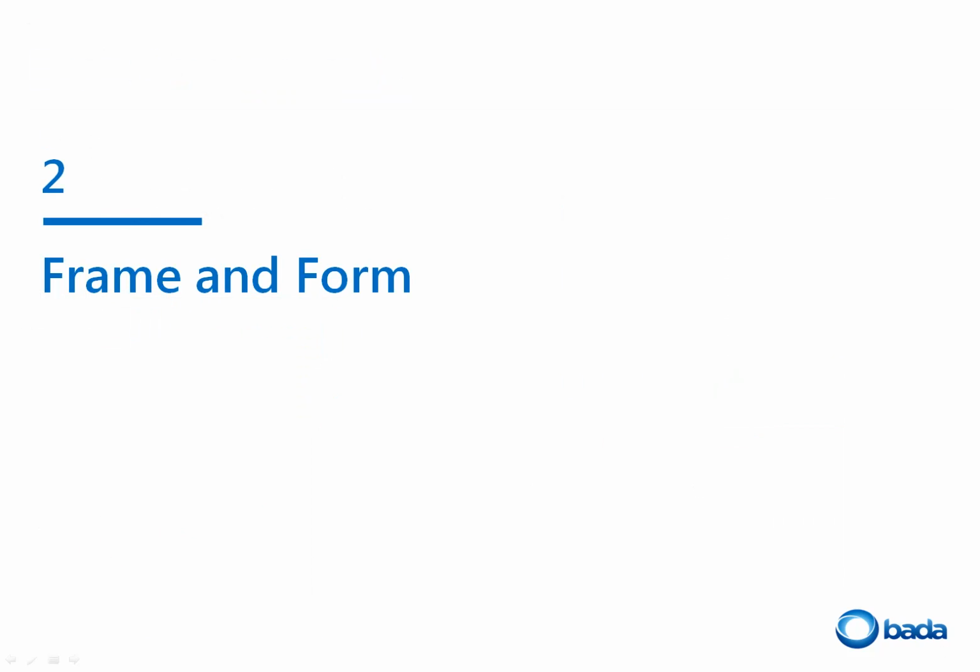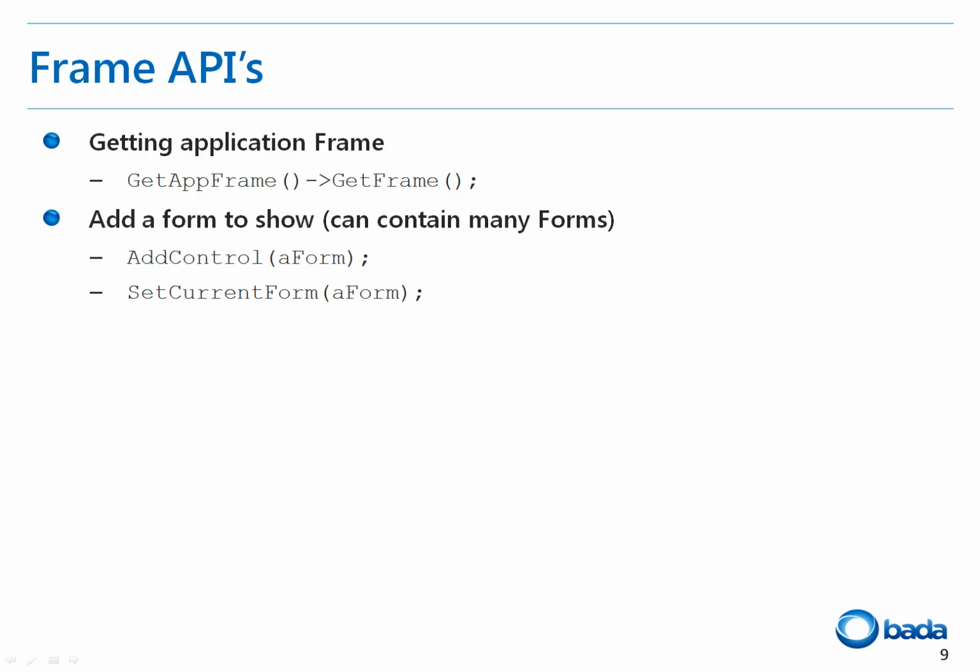Let's look at frames and forms in a bit more detail now. A frame is the root parent of all UI controls that are created by an application. The frame is automatically created by the bada platform when an application is initialized. It can only contain instances of the form class as its child controls.